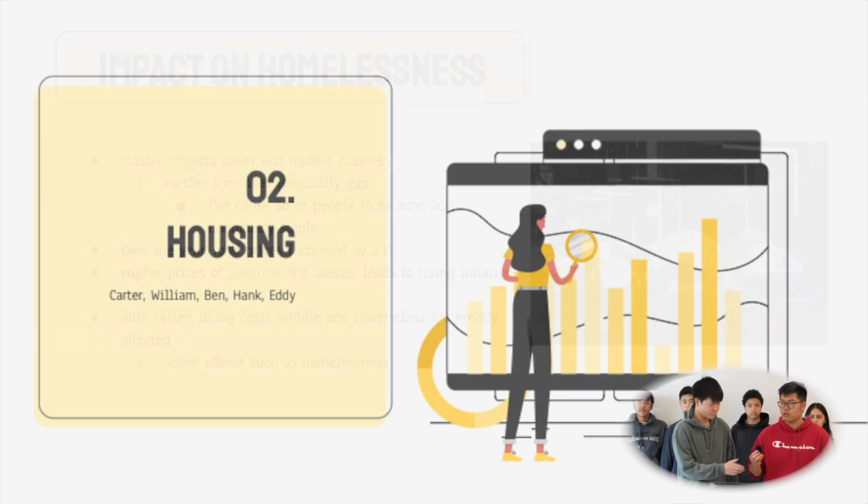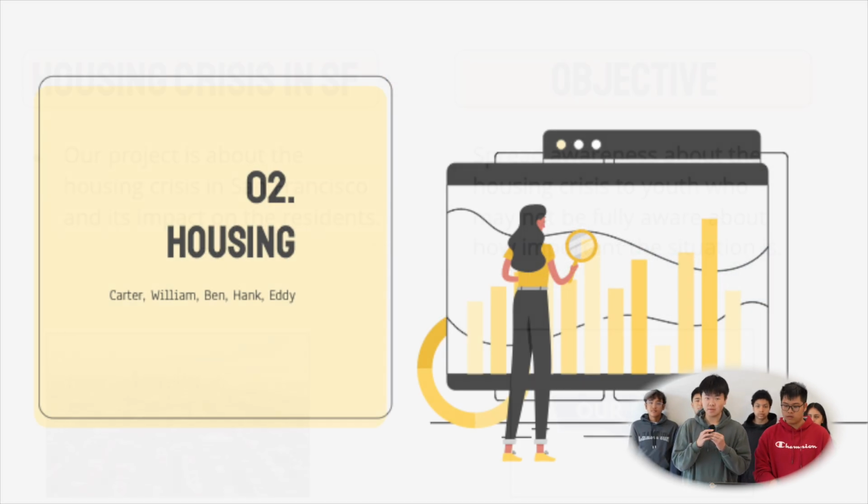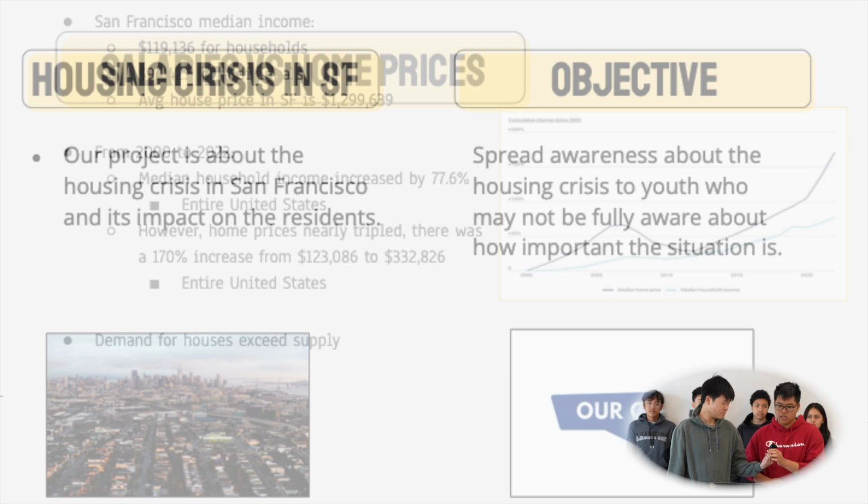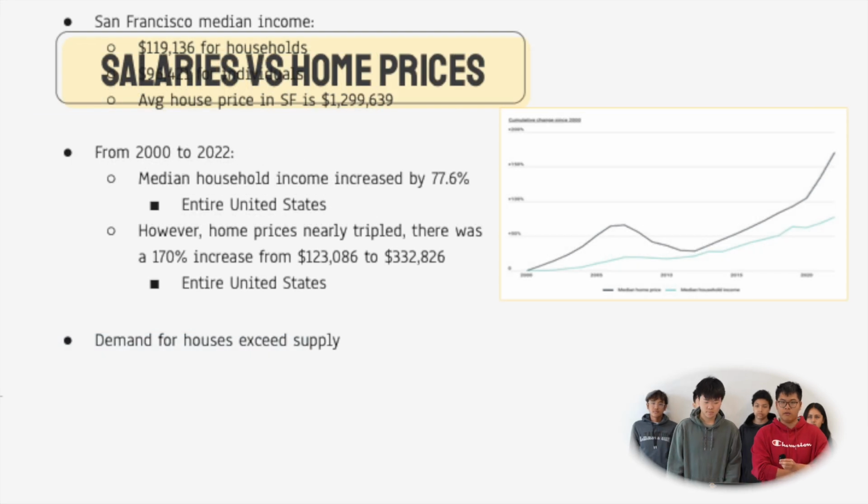I'm William. I'm Ben, and we will be talking about the housing crisis in San Francisco. In San Francisco, the median income for households is about $120,000, while the median income for individuals is about $96,000. In contrast, the average home price in SF is about $1.3 million. In about 2 decades, the median household income increased by 77.6%. However, home prices nearly tripled, about a 170% increase.